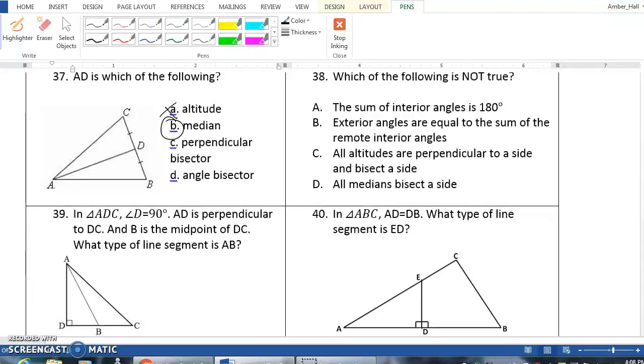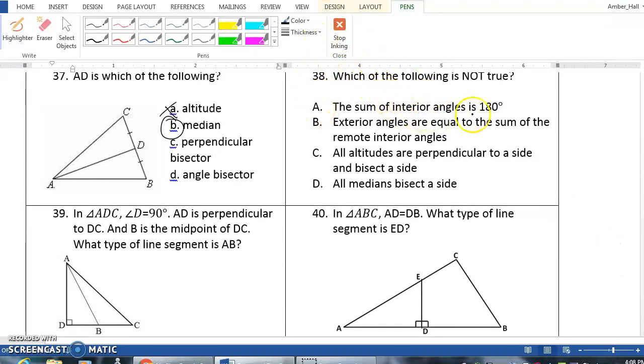38. Which of the following is not true? A, the sum of interior angles is 180 degrees in triangles. This is true, so that cannot be our answer. B, exterior angles are equal to the sum of remote interior angles. This is also true. That's the exterior angle theorem. C, all altitudes are perpendicular to a side and bisect a side. Well, all altitudes are perpendicular to a side, but do they all bisect a side? No, so this is not true. D, all medians bisect a side. This is true, so that can't be our answer, so C is our answer.